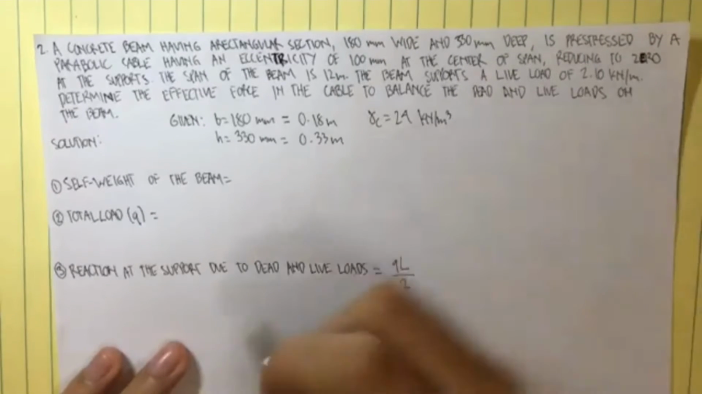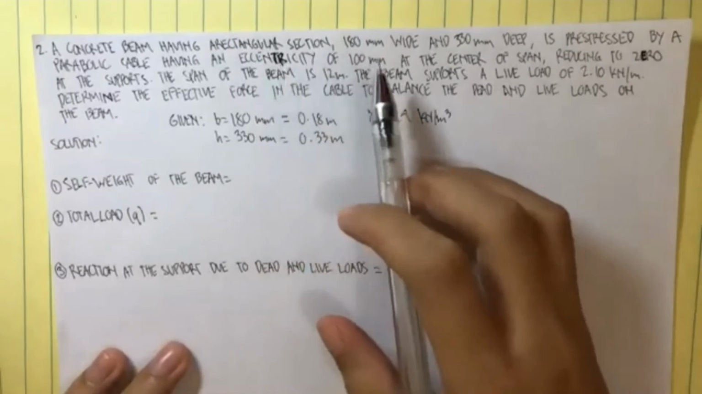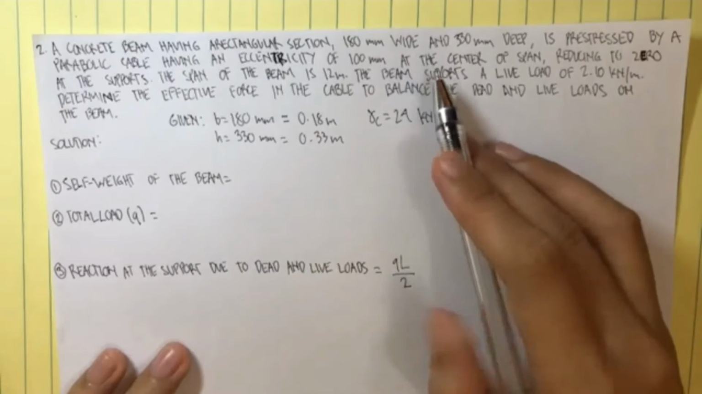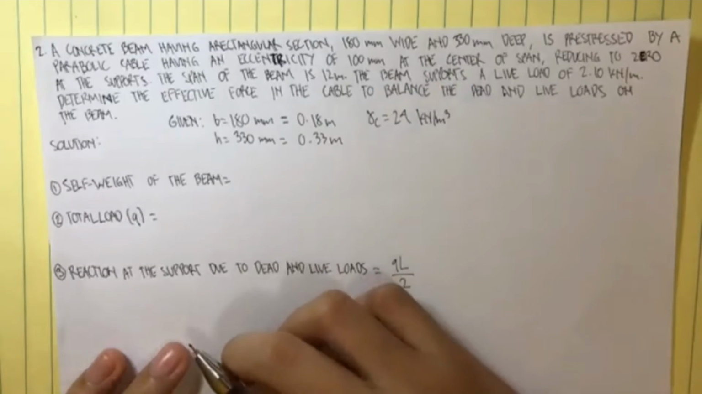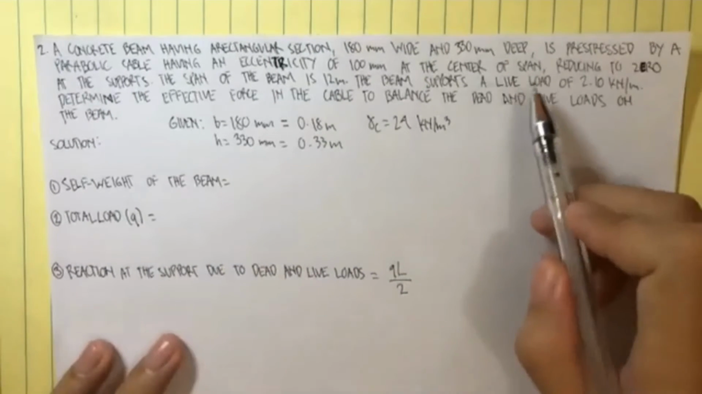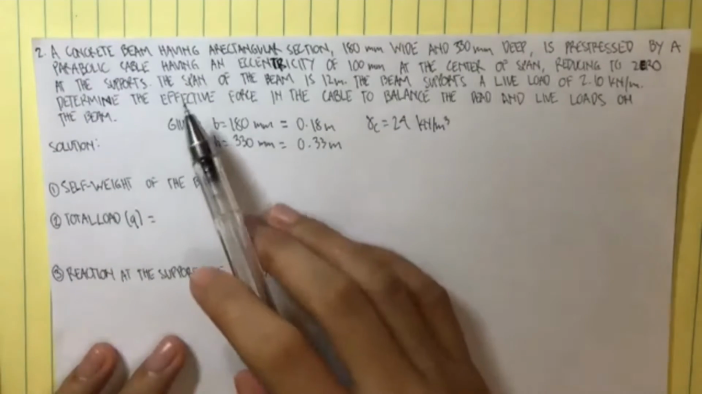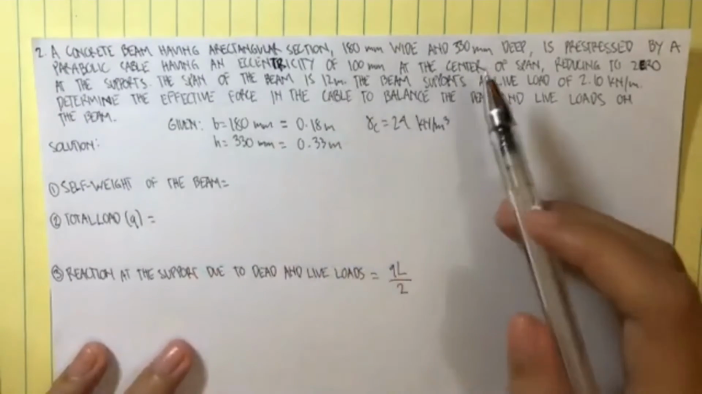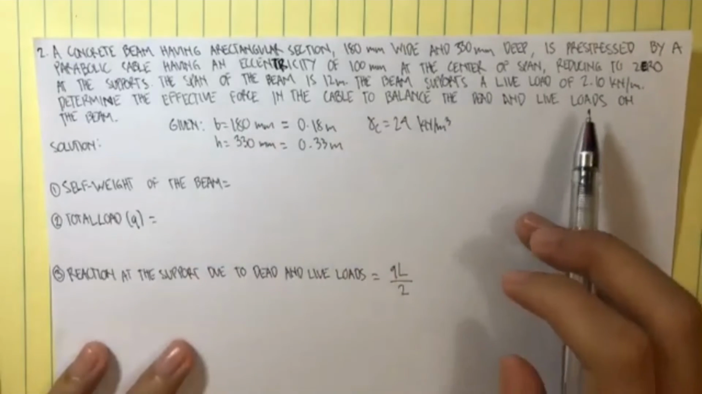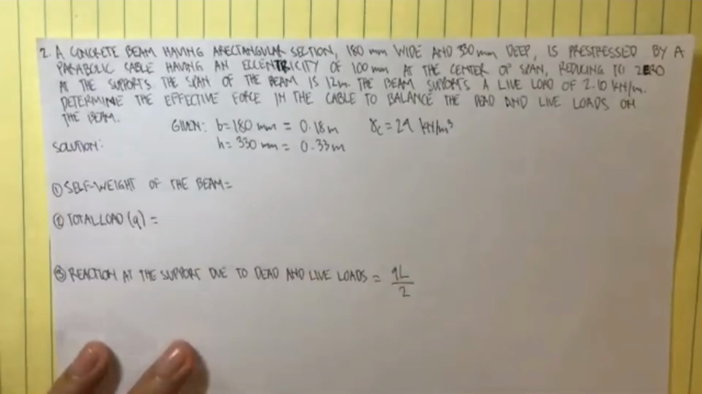So, for example 2 naman, meron daw concrete beam na may rectangular section, 180 mm wide and 330 mm deep. Prestressed by a parabolic cable having an eccentricity of 100 mm at the center of span, reducing to 0 at the supports. So, yung span ng beam is 12 meters and meron siyang sinusupport na live load na 2.10 kN per meter. So, sabi, determine the effective force in the cable to balance the dead and live loads on the beam.